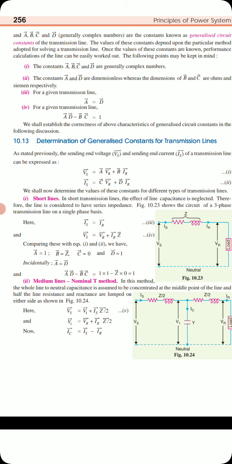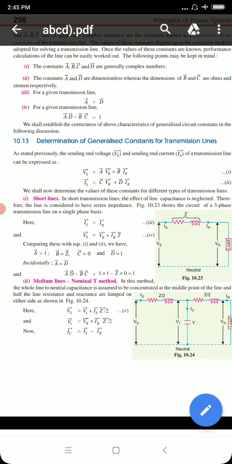You can see here Vs is equal to VR plus IR Z is the equation in the short transmission line. Our generalized equation is Vs is equal to A VR plus B IR. Here VR is multiplied by 1, which means A is 1, and IR is multiplied by Z, which means B is Z. So comparing the first equation, A is 1 and B is Z. Coming to the second equation, Is is equal to C VR plus D IR. But in the short transmission line, I have only Is is equal to IR. So VR is multiplied with C, C is 0, and D is 1. So the value of C is 0 and D is 1.